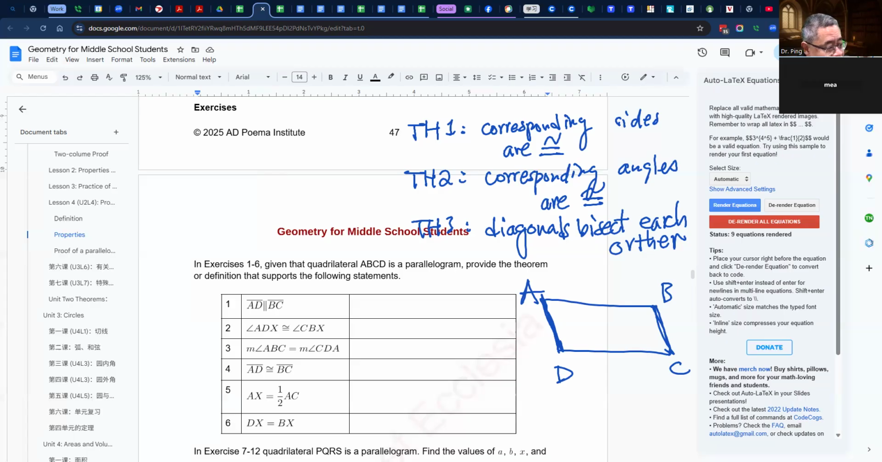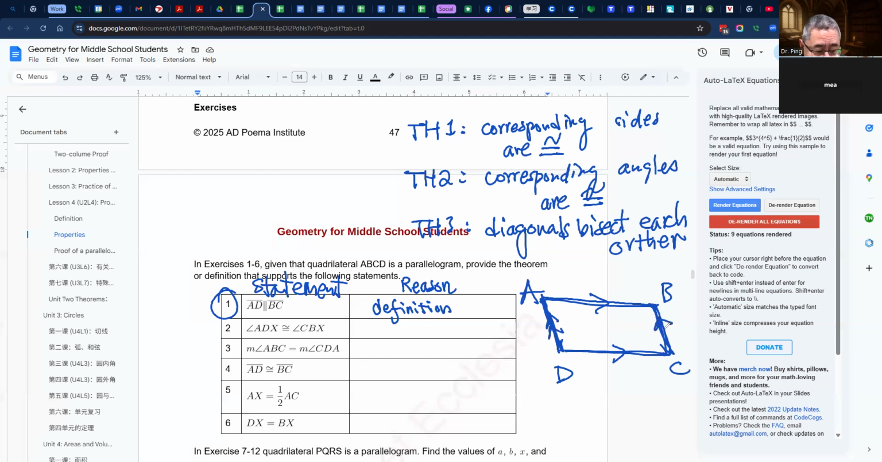Hello, Mia? You can either say it or just type it in the chat. We need to have the reason here, and this is our statement. We need to give a reason. So the first one is AD parallel to BC, based on what? Well, this actually is based on the definition. Good. Remember the definition of a parallelogram is that this side is parallel to that side, and this side is parallel to that side.